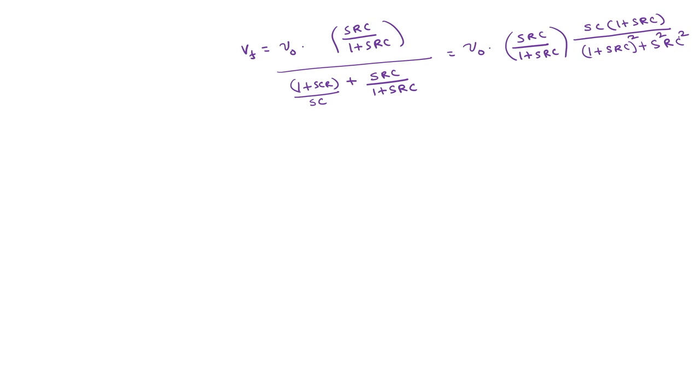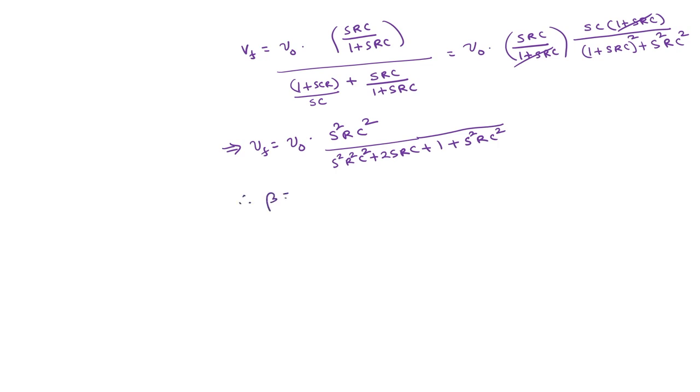So, if you further simplify, this 1 plus SRC, 1 plus SRC will get cancelled, and the numerator will be Vf is equal to V naught into S square RC square divided by S square R square C square plus 2 SRC plus 1, which is SRC plus 1 whole square plus S square RC square. Okay, is it correct? So, V naught into SRC by 1 plus SRC is numerator, denominator will be SC into 1 plus SRC divided by 1 plus SRC whole square plus S square RC square.